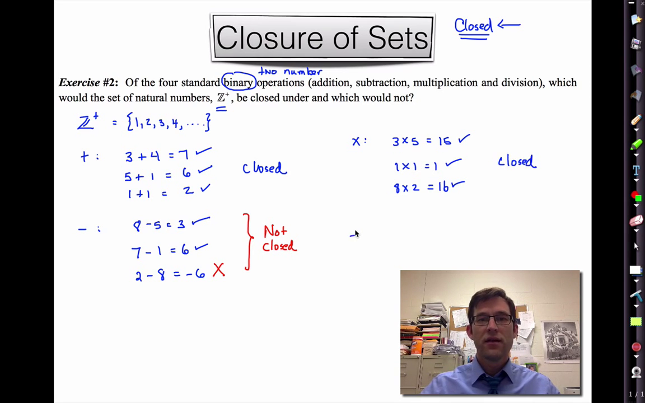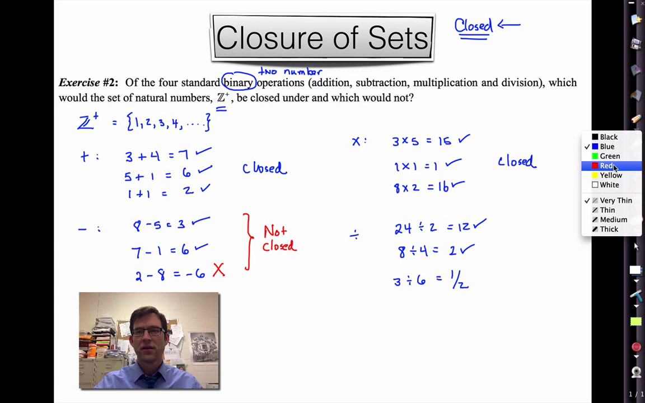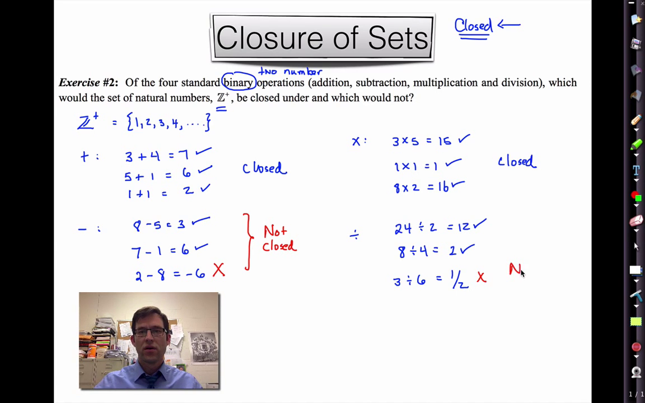All right, and division. Well, let's see. Let's do 24 divided by 2. That's 12. That's in there. 8 divided by 4. That's 2. That's in there. But 3 divided by 6, that's 1/2. Oh, no, that's not in there. So not closed. All right, so the natural numbers, i.e. the positive integers, are closed under addition and multiplication, but not closed under subtraction and division.